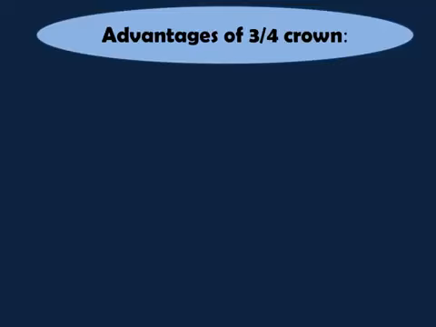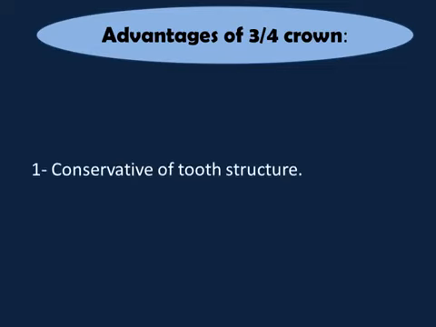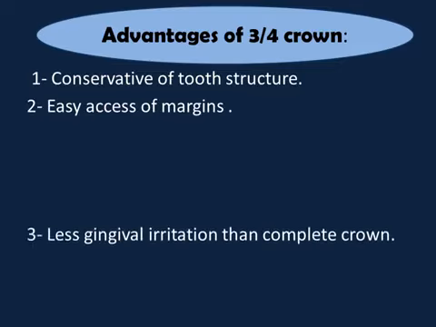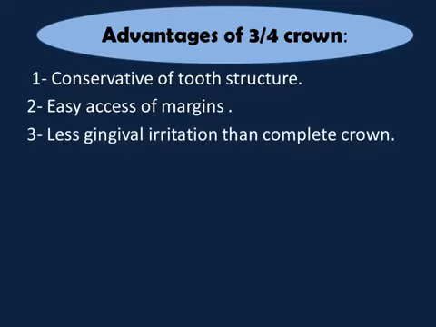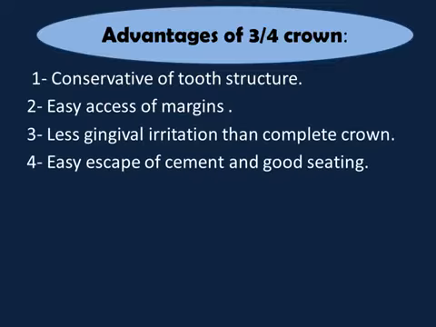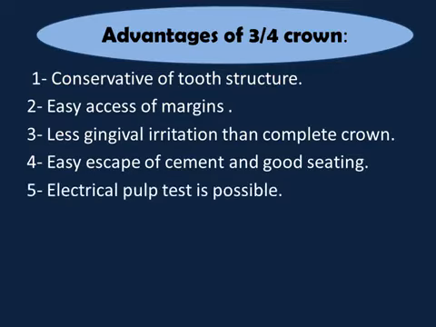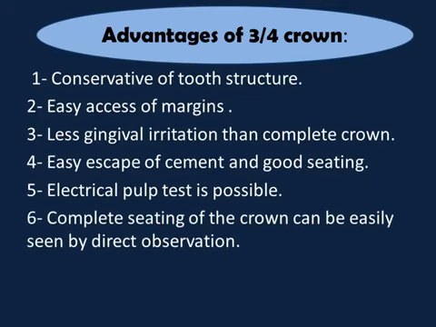The advantages of a three-quarter crown will be, first, conservation of tooth structure, second, easy access to the margin, third, less gingival irritation than a complete crown, fourth, easy escape of cement and good seating, fifth, an electrical pulp test is possible through the buccal surface, sixth, complete seating of the crown can be easily seen by direct observation.